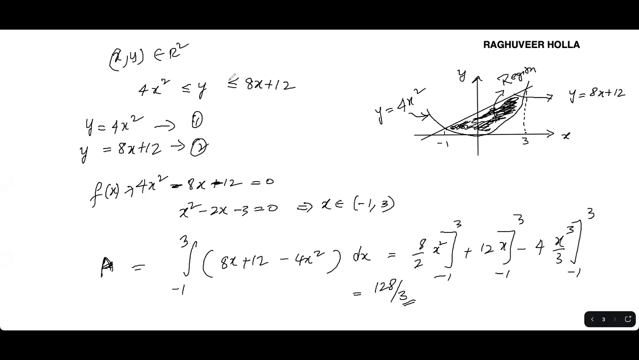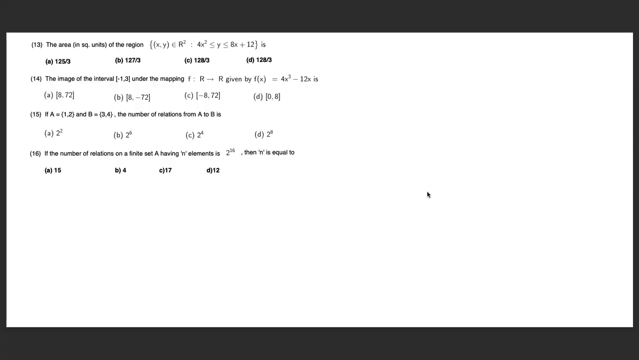Here you can see the region. So this is the region which we get. Let us look at the next problem. That is the image. The image of the interval is -1 and 3.